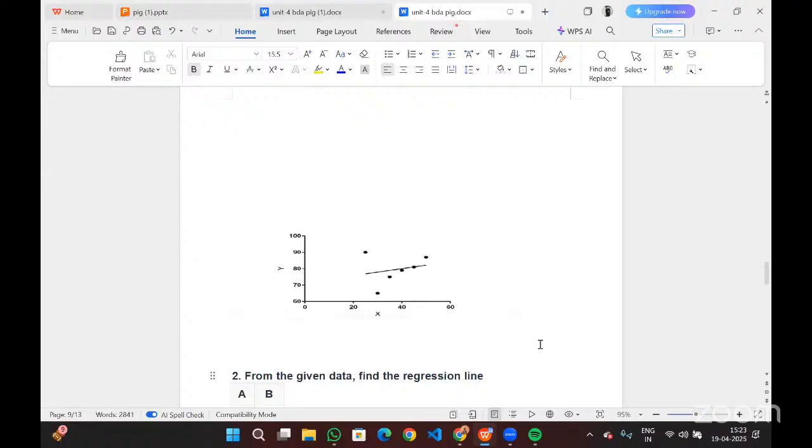Now plot the graph. How will you plot? At x, y value, plot it. That is called regression coefficient. Next we will do linear and multiple regression. Go on. How will you plot? At 25, the value is 90. Right.